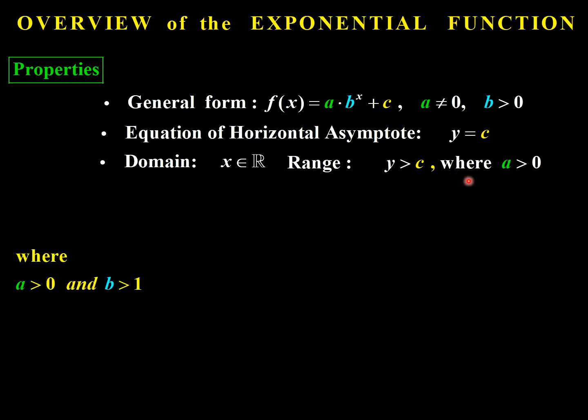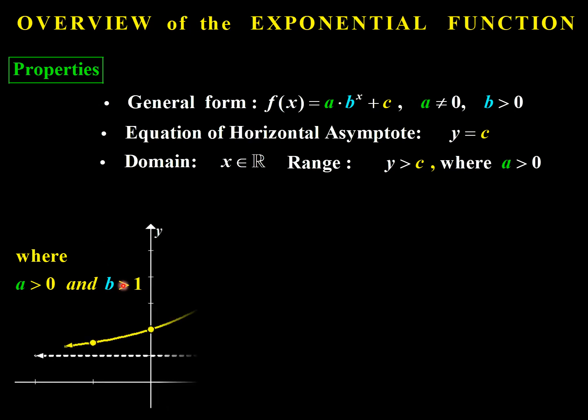Now let's look at the case where b is a value greater than 1. In other words, we did this previously. When b is a value greater than 1, for example 2, 2.5, 3, right? So a value greater than 1 indicates to us that we have an exponential function that is increasing. That's an increasing exponential function.